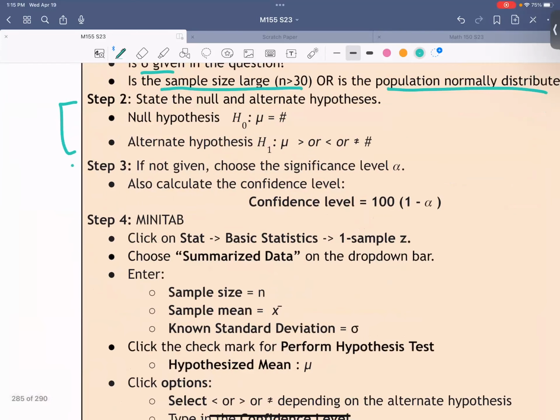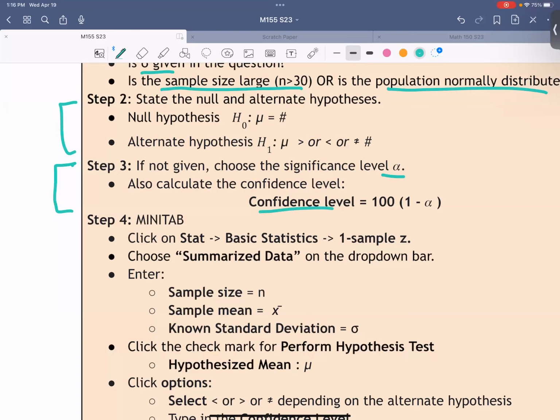Step 3 is something I didn't really talk to you about. We're given a significance level. But the significance level isn't something that Minitab takes. Minitab only takes this thing called the confidence level. Does anyone remember what the confidence level is? Yeah, I see some nodding here.